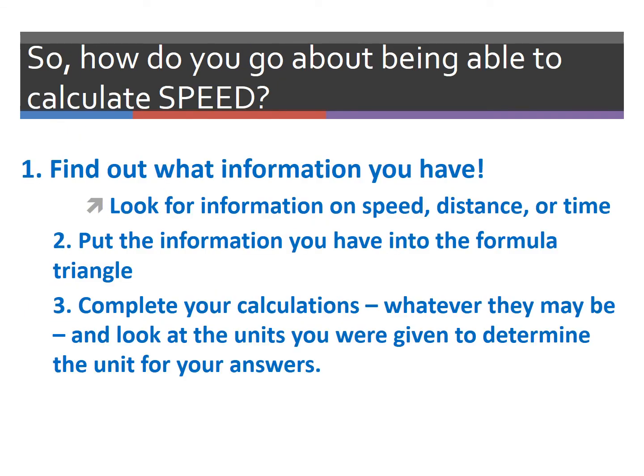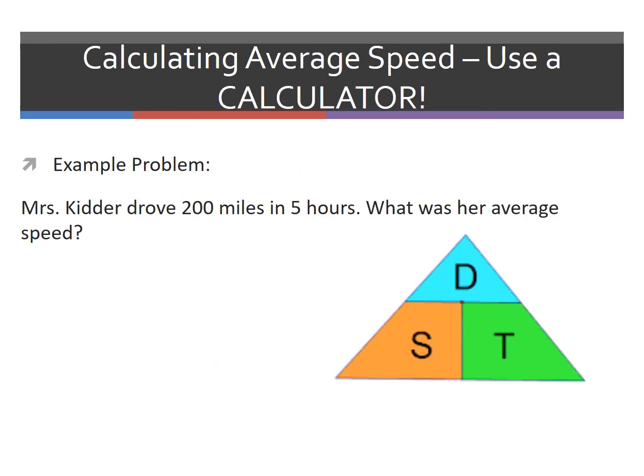First, look at your calculation problem and jot down any information you're already given, whether it's speed, distance, or time. Then put that information into your formula triangle, complete the calculation using a calculator, and look at the units. Depending on the units you were given, that's how you get the unit for your answer. So let's practice a little bit.